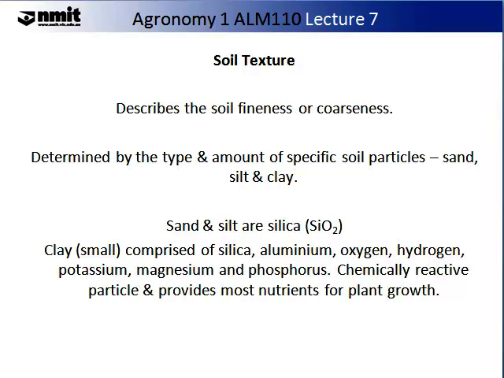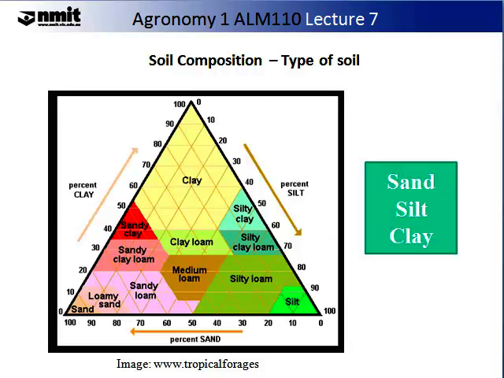Sand and silt are principally silica, while clay, being the smallest compound, is comprised of a mix of compounds which include silica, aluminium, oxygen, hydrogen, potassium, magnesium, and phosphorus. It is a chemically reactive particle and provides most nutrients for plant growth. Agricultural soils tend to be a mix of sand, silt, and clay. Principally, the soil is composed from sand, silt, and clay.